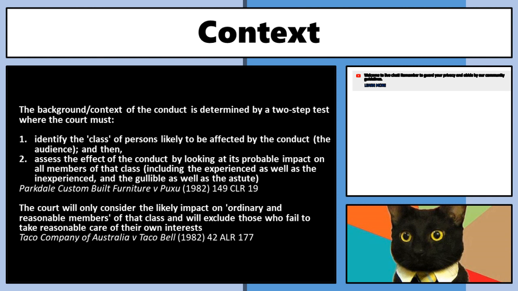Residents of Eastern Sydney. All right, sure. And we look at those people. What's the probable impact on members of people going in to that restaurant? And we have to take into account the gullible as well as the astute, the smart and the stupid. Who's going to be misled? Is it likely that these guys are going to be misled? Because there is actually liability you can have if you mislead stupid people.